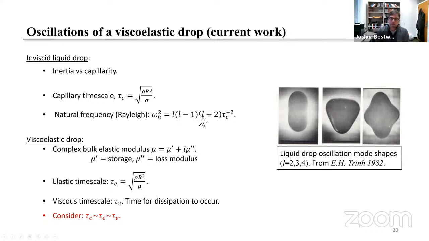Now for a viscoelastic drop, the material exhibits a complex elastic modulus, mu, which has both a real part, mu prime, and an imaginary part, mu double prime. Here, mu prime is associated with the elasticity, and mu double prime is associated with the viscosity of the material. And in this case, there are two additional timescales. One is the elastic timescale, tau e, and the other is the viscous timescale, tau nu, over which dissipation occurs in the system. So in this case, we have a lot of different physics, and we're going to consider the case where all these timescales are roughly equivalent. So we really want to look at this multi-physics.